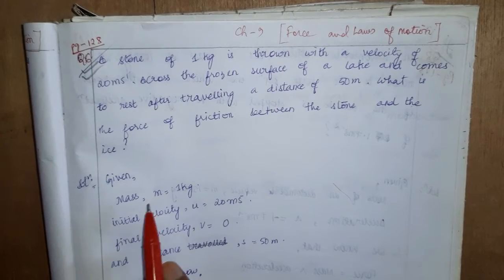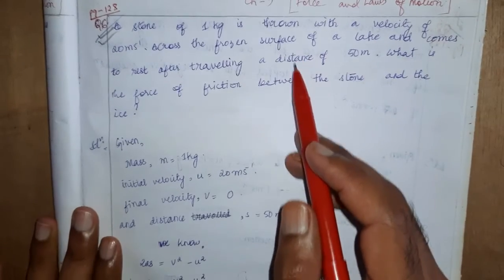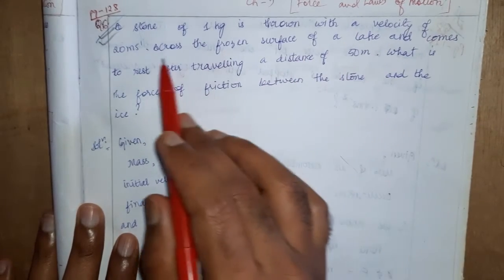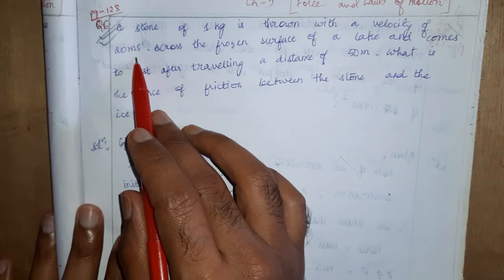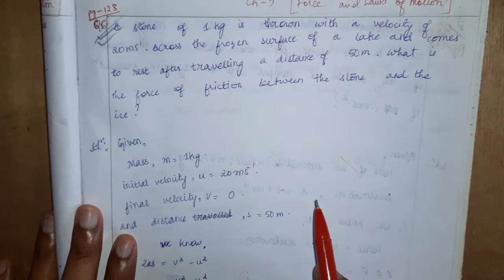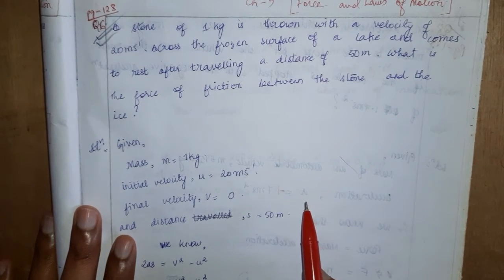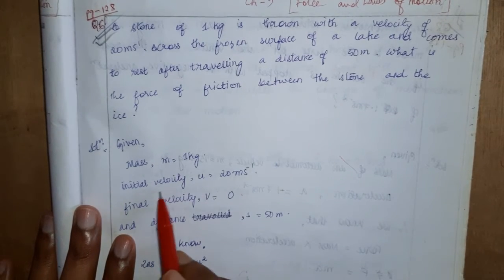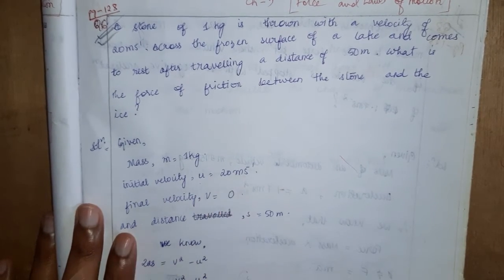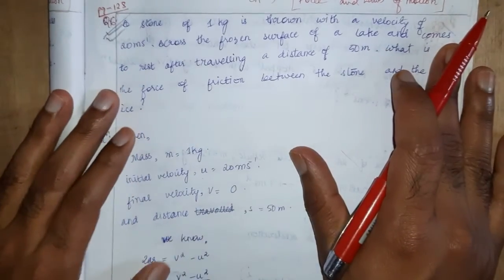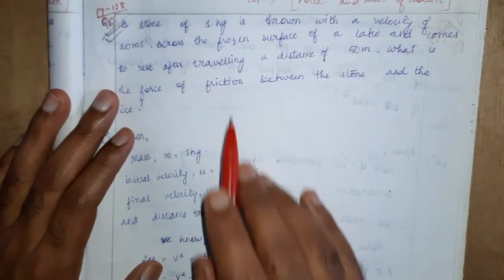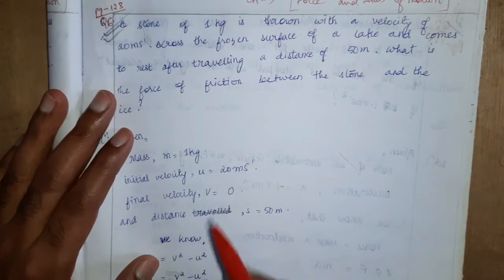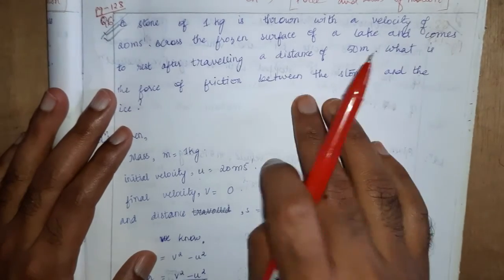First we write what is given, then what else is given? With a velocity of 20 meters per second, this stone is thrown. So velocity of the stone is given. We assume this as initial velocity u, 20 meter per second. Why initial velocity? Because when the stone is thrown, initially its velocity is 20 meter per second. After that, what velocity it has attained, we'll see.